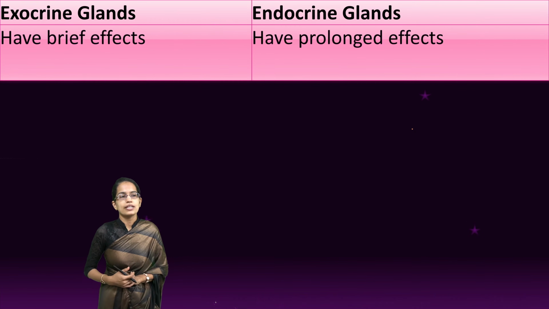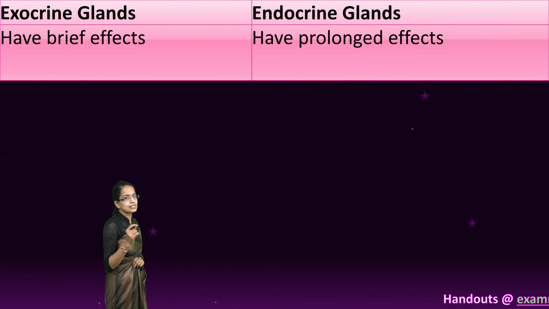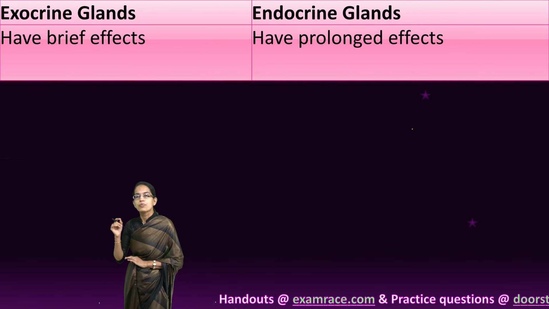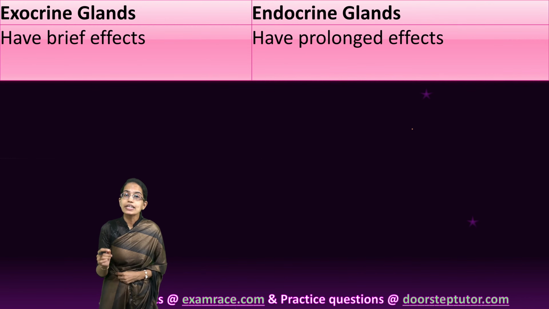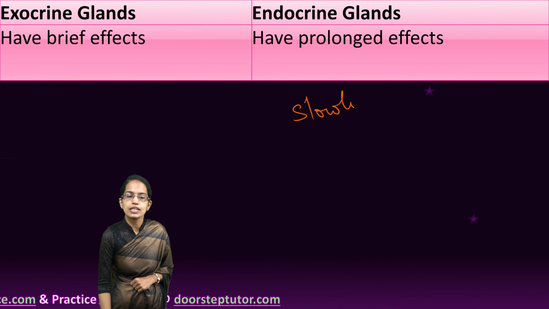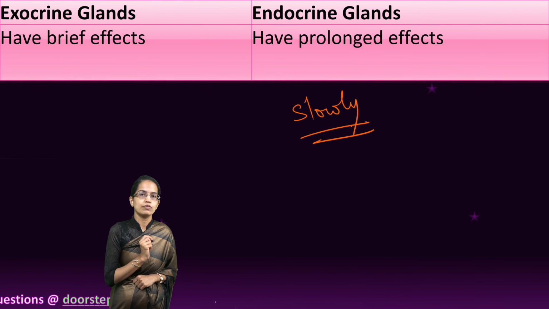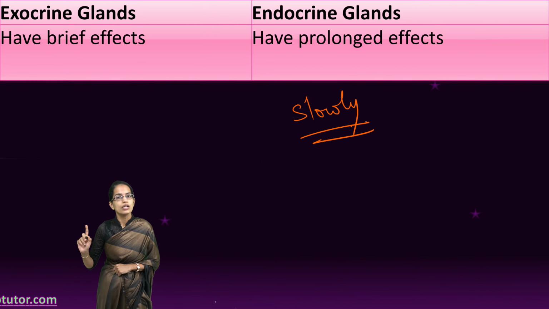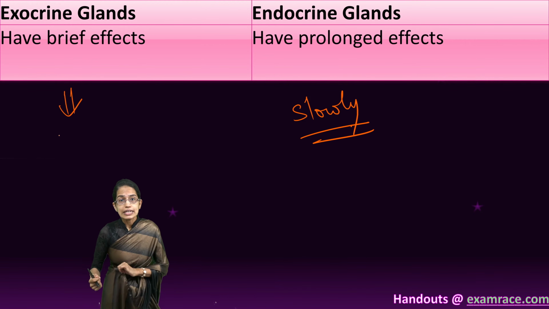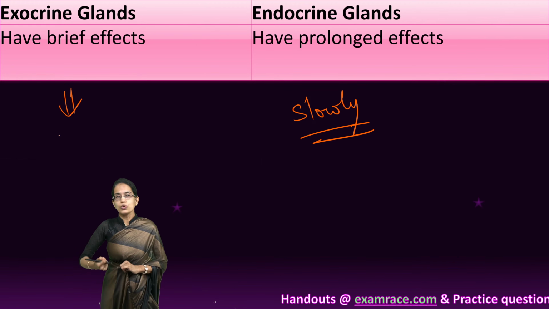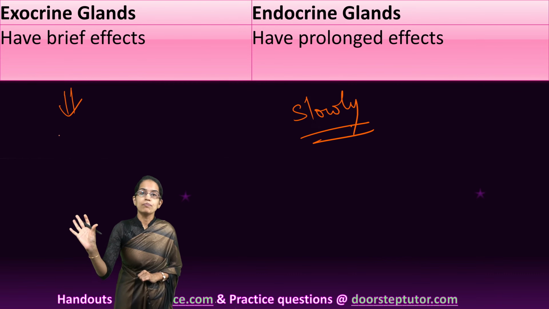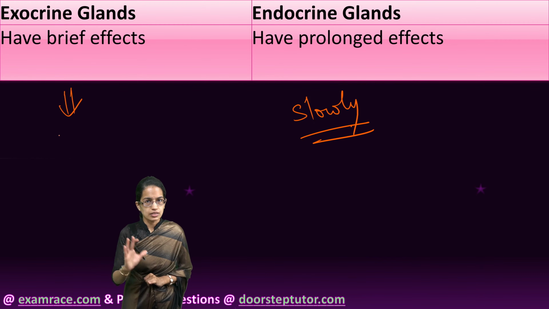The next important difference is that endocrine glands, as we have understood in the endocrine system, have a prolonged effect. The effect is long lasting because the message travels very slowly, and since the message travels slowly, the effect remains for a longer duration. With an exocrine gland, you go out for a rigorous exercise, you do your workout, and it's all sweating. So that's for a brief period. You return back, everything turns out to be normal.